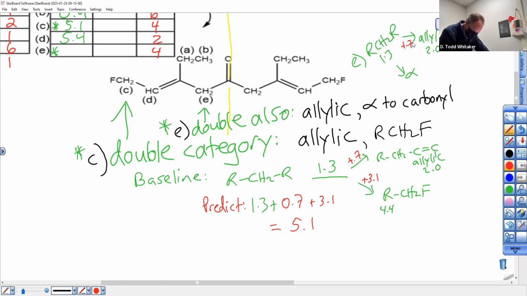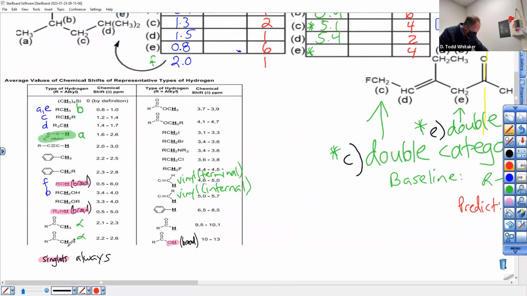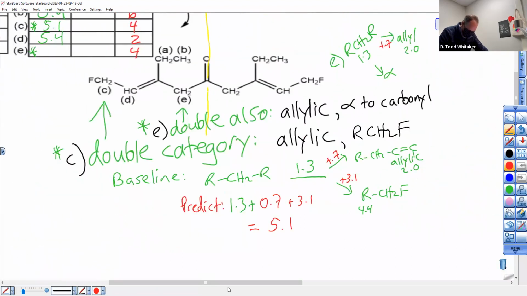And alpha was 2. Which one's the better alpha prediction based on these two here? These are both alpha, right? Is it like the CH3 on a carbonyl, or is it a CH2 with more stuff on the carbonyl? That's the one, right? Yeah. So 2.4 is a better prediction. 2.4 was our prediction for alpha, which is a bump of 1.1. So your prediction is 1.3 plus 0.7 plus 1.1.